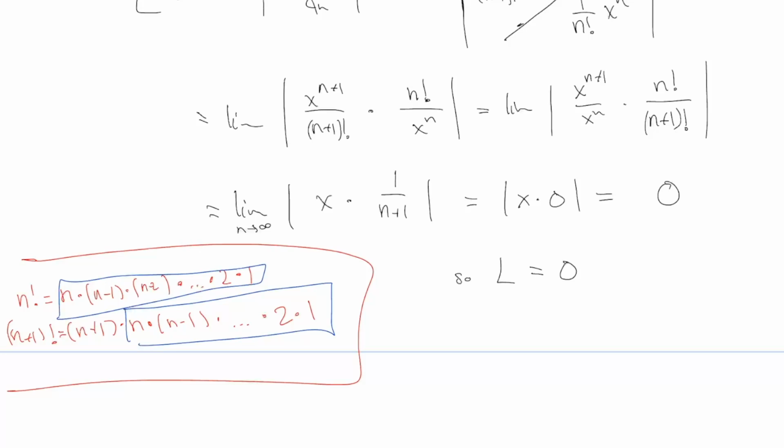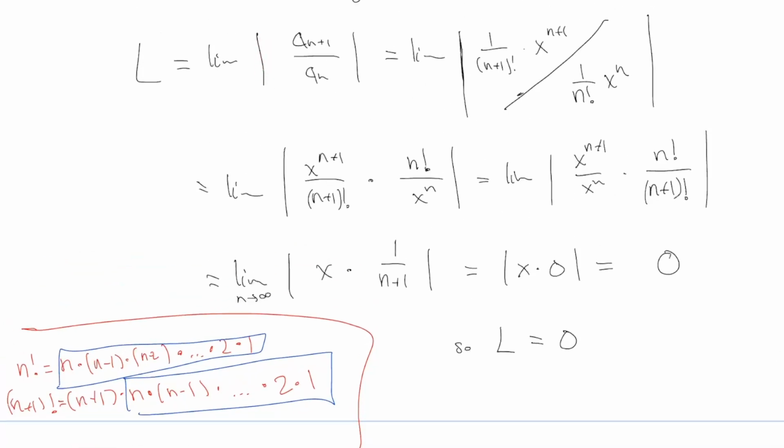If that happens, you did something wrong, because L, by its nature, has absolute values around it. So it's not ever going to be a negative number, but it could be 0. This is like the smallest that L could ever become. What's your interpretation of this? Remember, you say it converges whenever L is less than 1.